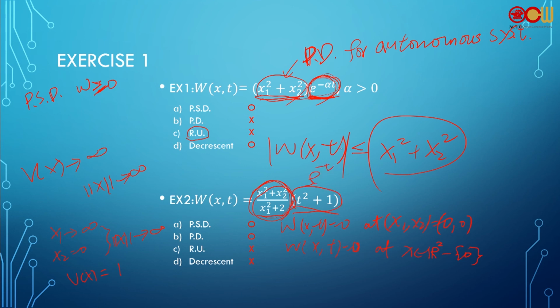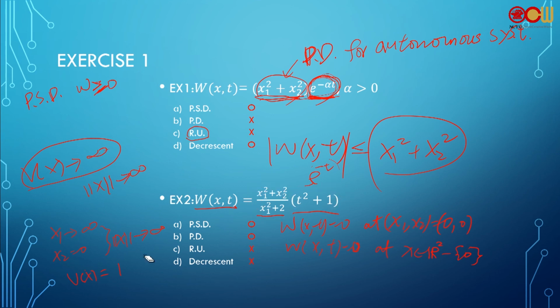If the second term is exponential minus t, then this term goes to 0, right? As t goes to infinity, then it's not radially unbounded, because we say the whole W had to go to infinity. And in this W function, it's not only a function of x1, x2, but also a function of t. So we need to check x and t. That's why we divide it into two parts, the first part and second part.